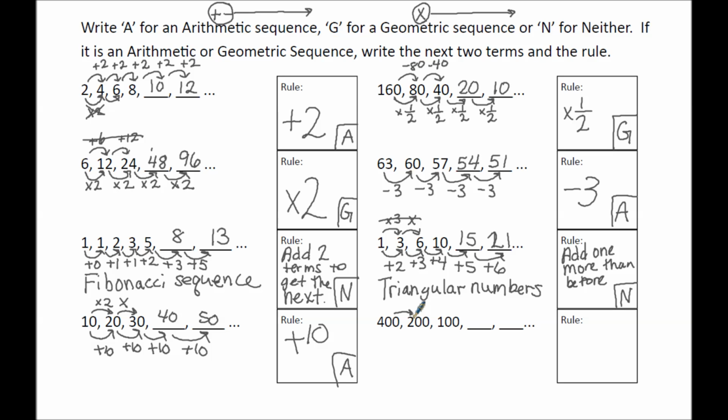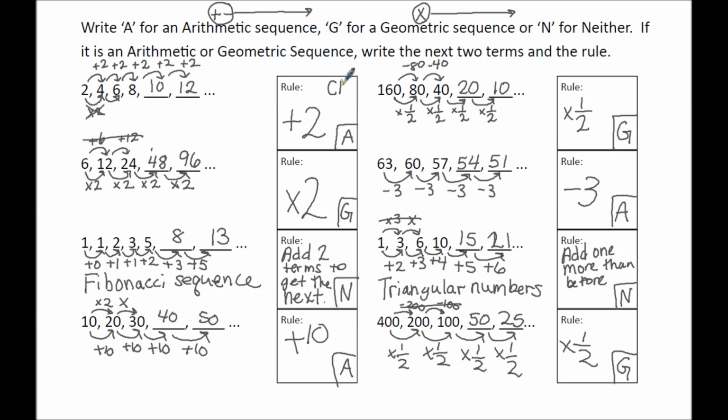So to get from 400 to 200, I can subtract 200, or I could take half. To get from 200 to 100, I could subtract 100, or I could take half of that again. So taking 1/2 and multiplying by 1/2 is a little bit more consistent. So our rule is multiplying by 1/2. So I'm going to take half of 100 to extend the pattern and get 50, and take half again to get the last term of 25. And since we're multiplying the same number all the way through, this is a geometric sequence.